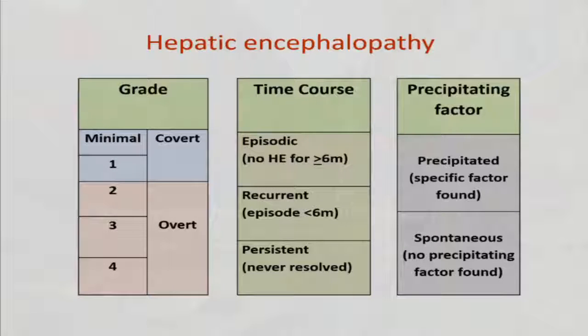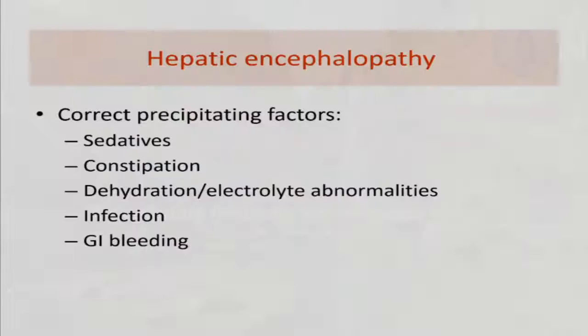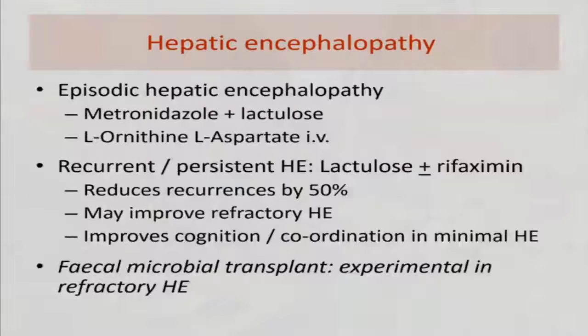Then there is episodic, which happens less frequently than once in 6 months. Recurrent, which is more frequent, and persistent, which never get resolved. And then there is encephalopathy precipitated by a specific factor or spontaneous. So the treatment is to correct the precipitating factors. And for episodic hepatic encephalopathy, the evidence is metronidazole and lactulose.